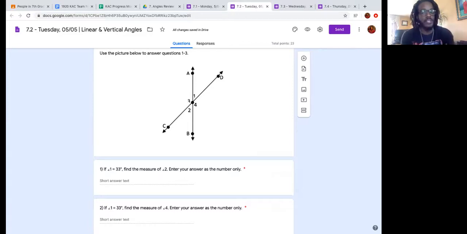So these 2 lines have formed some sets of supplementary angles, vertical angles, and linear pairs. So we're going to get really familiar with being able to identify what each of these are. So angle 1 is equal to 33 degrees, and we need to use angle 1 to find angle 2.